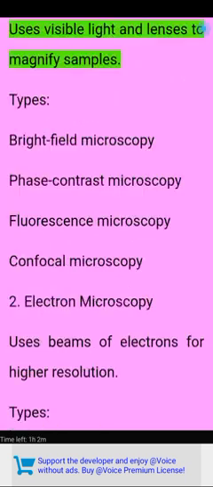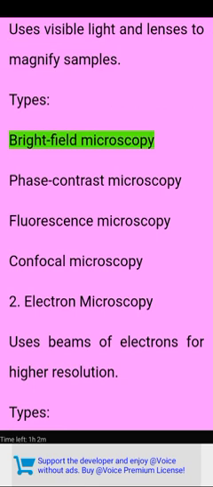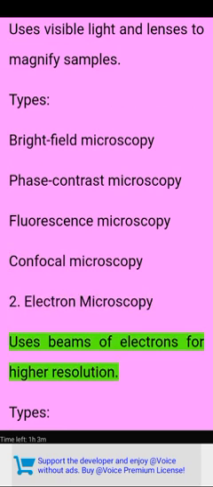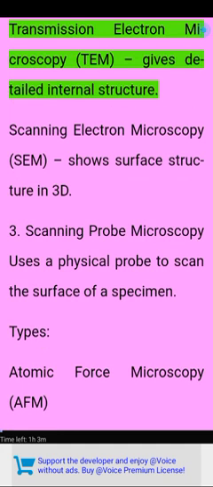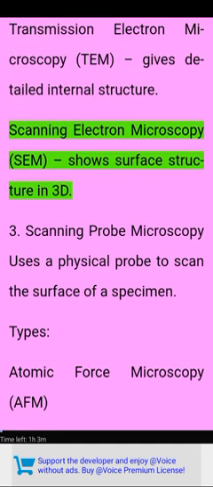1. Light microscopy. Uses visible light and lenses to magnify samples. Types: bright field microscopy, phase contrast microscopy, fluorescence microscopy, confocal microscopy. 2. Electron microscopy. Uses beams of electrons for higher resolution. Types: transmission electron microscopy (TEM) gives detailed internal structure. Scanning electron microscopy (SEM) shows surface structure in 3D.